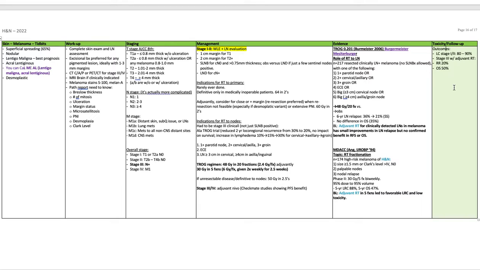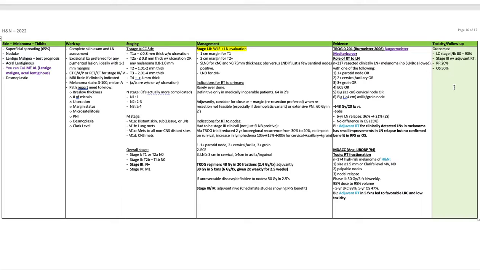Overall stage, stage 1 is T1 or T2A, N0. Stage 2 is T2B to T4B, N0. Stage 3 is any node positive. Stage 4 is M1. Stage 1 to 2 tumors, you perform wide local excision with lymph node evaluation, 1 centimeter margin for T1 and a 2 centimeter margin for T2.